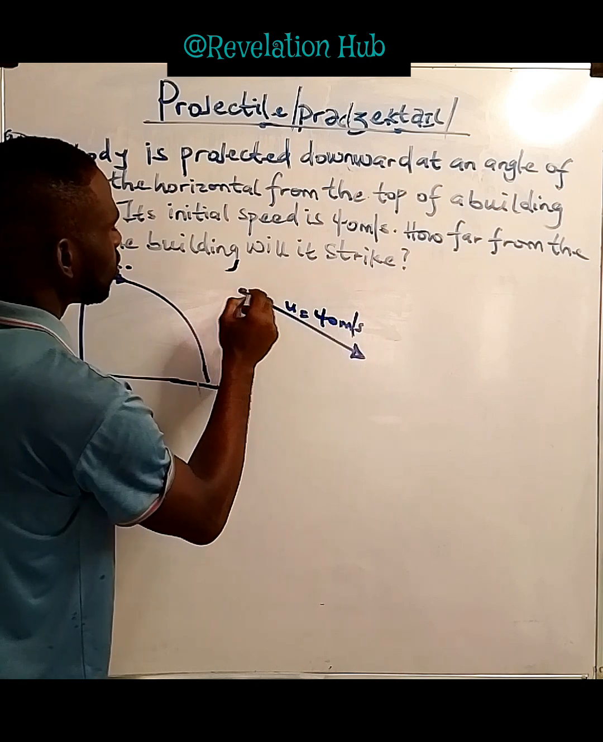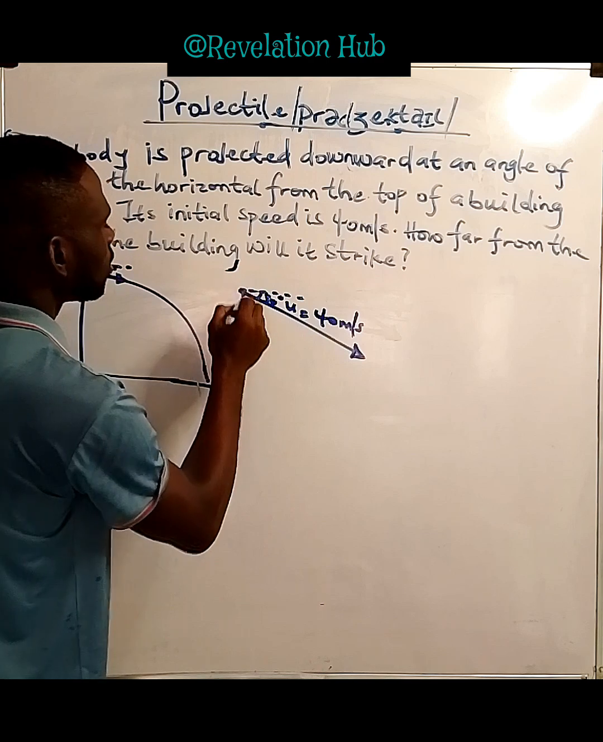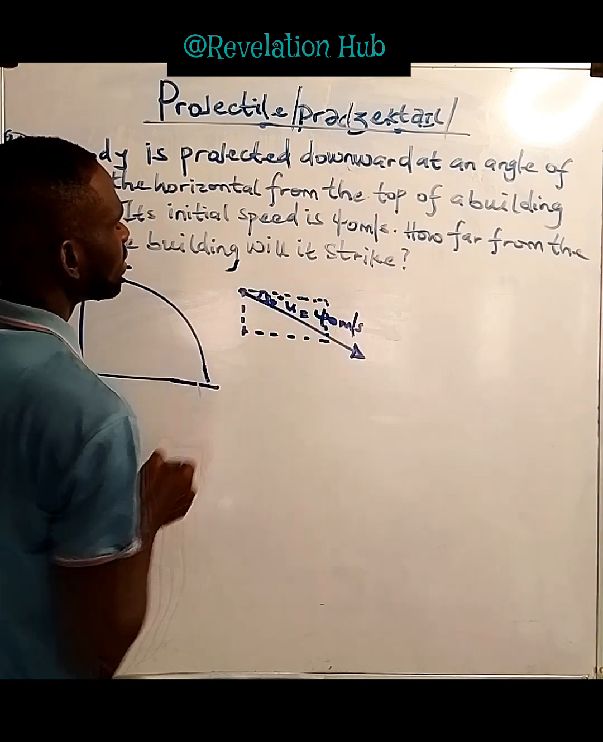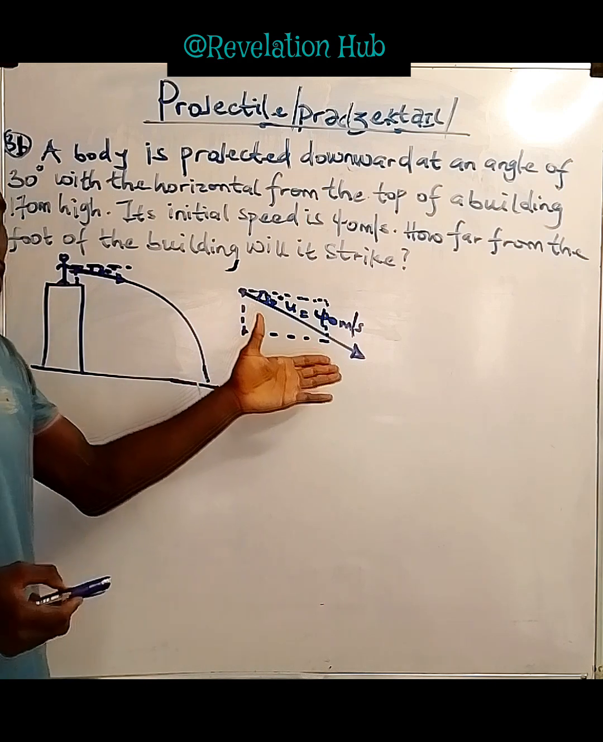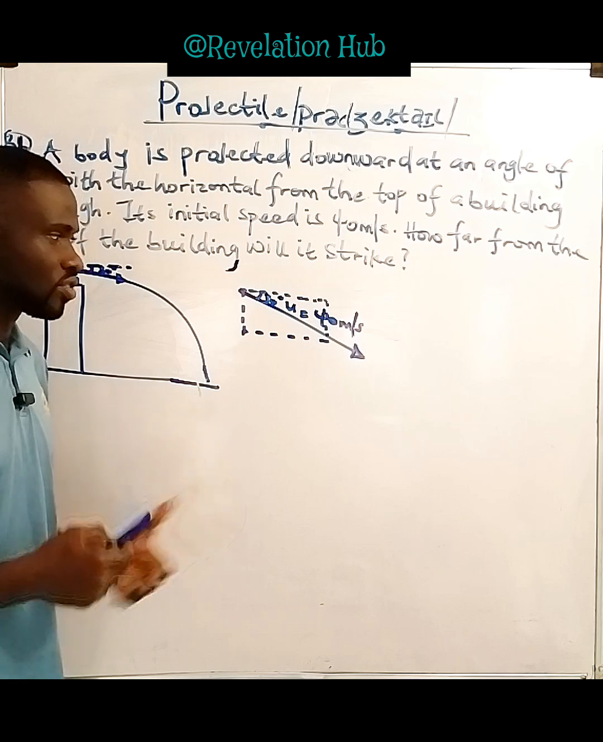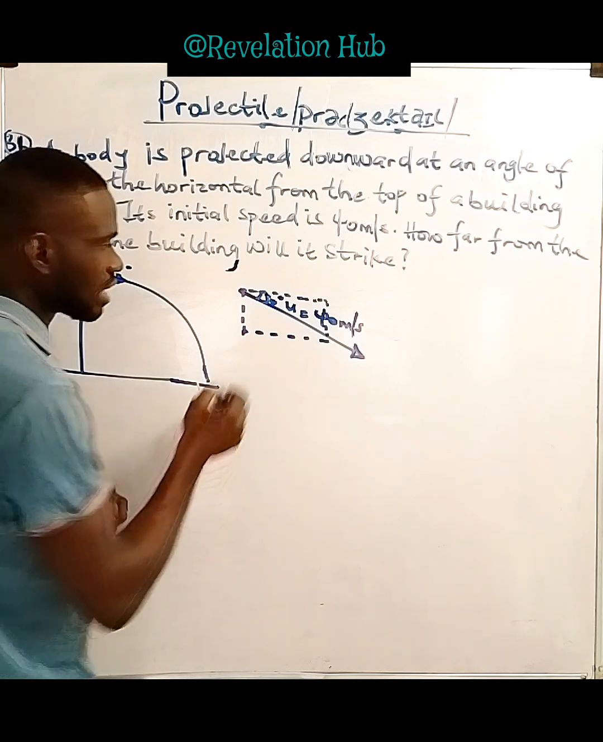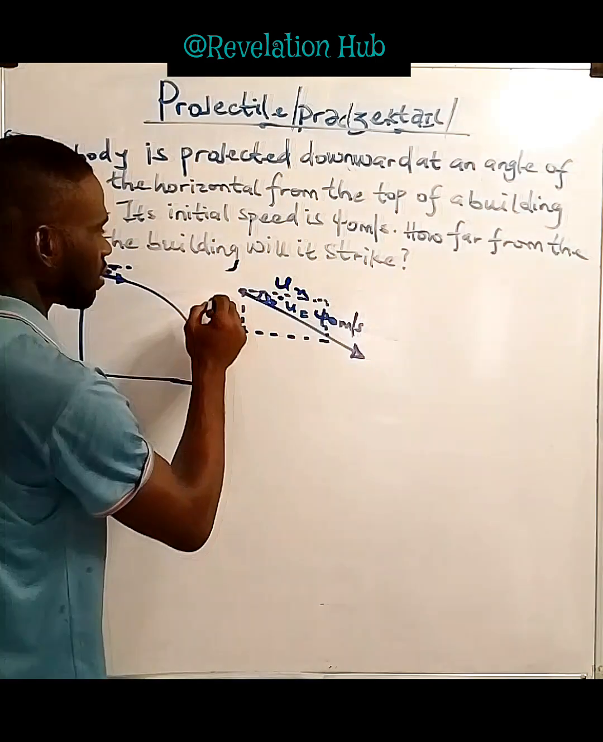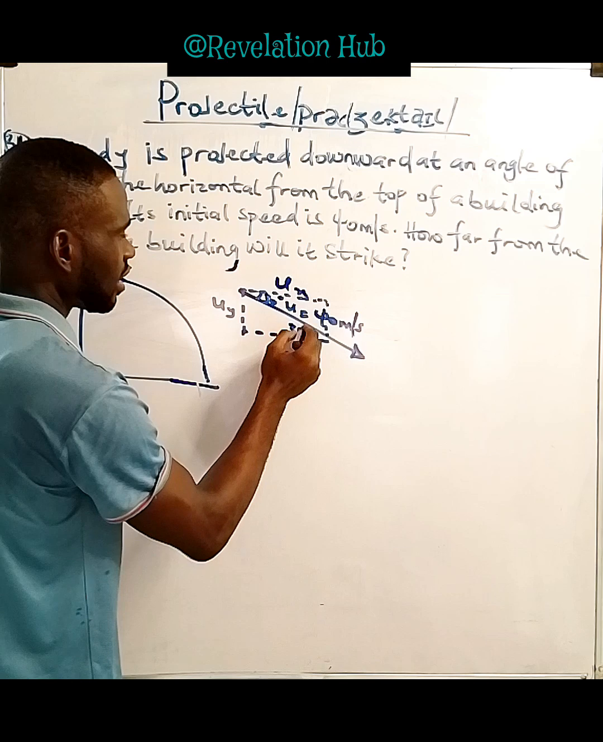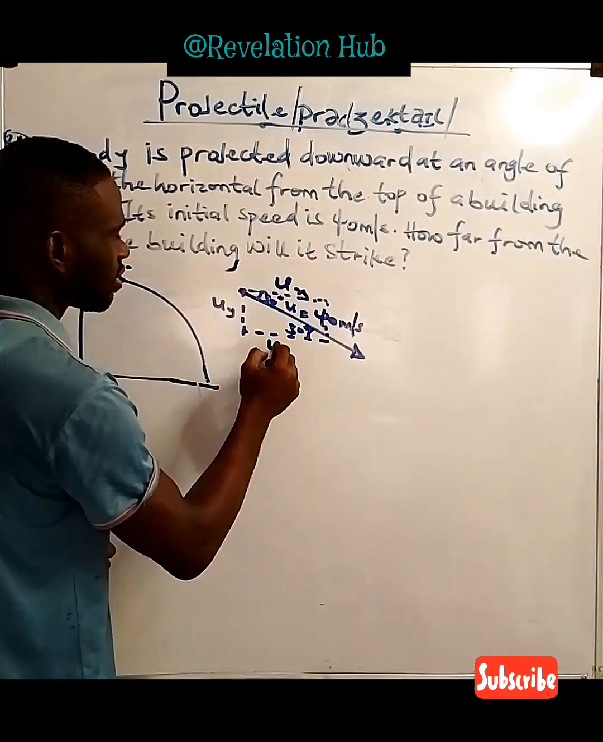Now it was projected at 30 degrees to the horizontal. So the first thing we're going to get is the components of the initial speed. The body was projected at 40 meters per second at an angle of 30 degrees with the horizontal, so we're going to get the components of this initial speed. Let's do that first. This is the initial speed along x, initial speed along y, with this 30 degrees here. We have the same 30 degrees here, so opposite right here, hypotenuse, and this is adjacent.